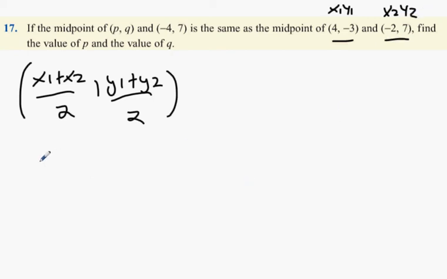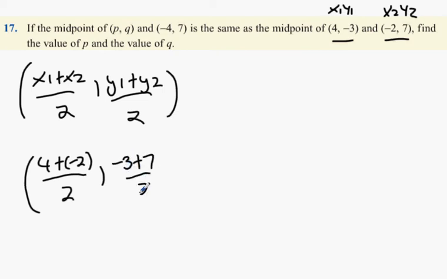And we can do it like this. 4 plus minus 2 all over 2. And then y1 plus y2, minus 3 plus 7 all over 2. We get 2 over 2, which is 1. We get 4 over 2, which is 2 when you use the calculator. The midpoint is 1, 2. So, the midpoint of this one and this one is the same as the midpoint of this one and this one. Okay? So we do the same trick as last time.